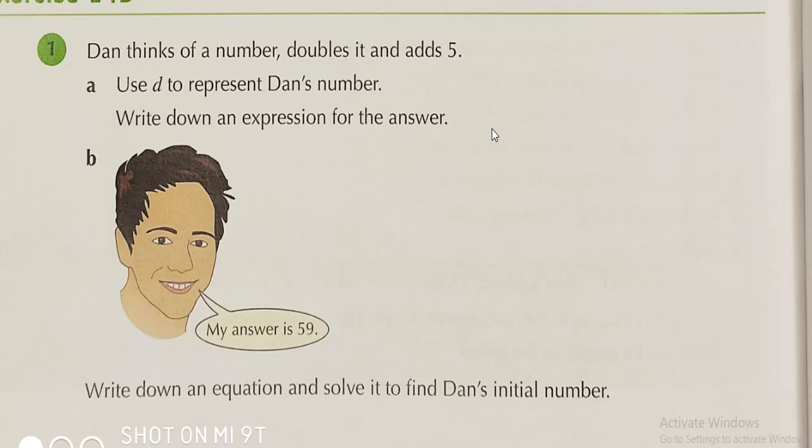That means 2 multiplied by D, which is 2D, plus 5, adds 5. 2D plus 5. Write down the expression for the answer. This is the expression. Now the answer is 59. Let's find the answer on the next page.